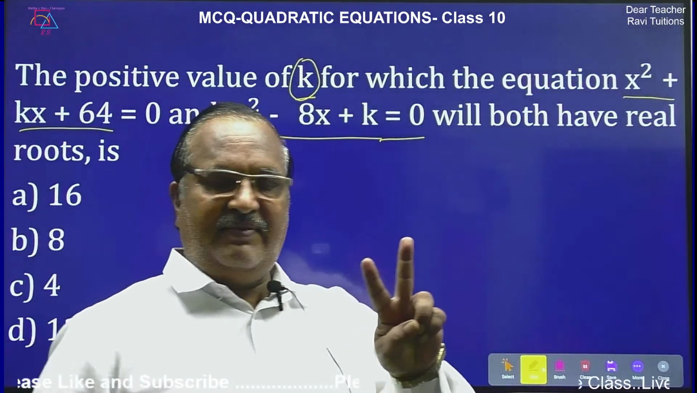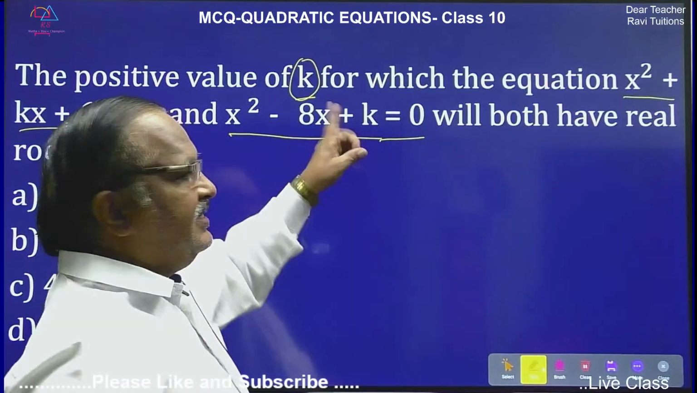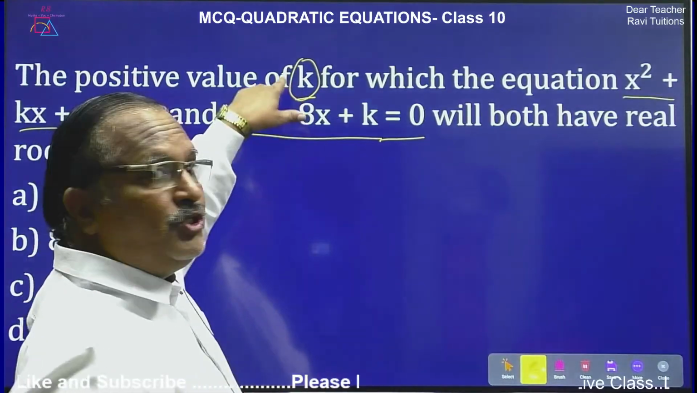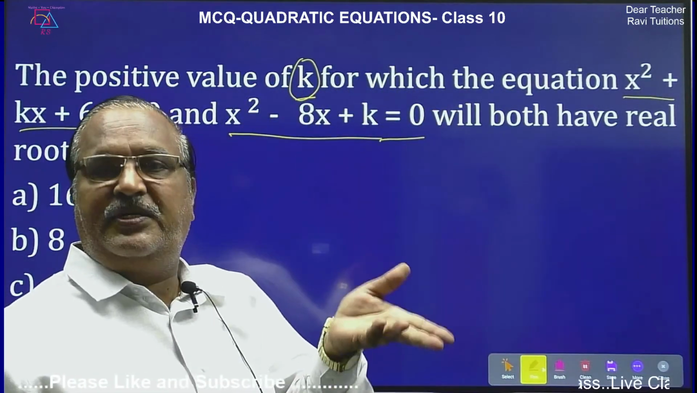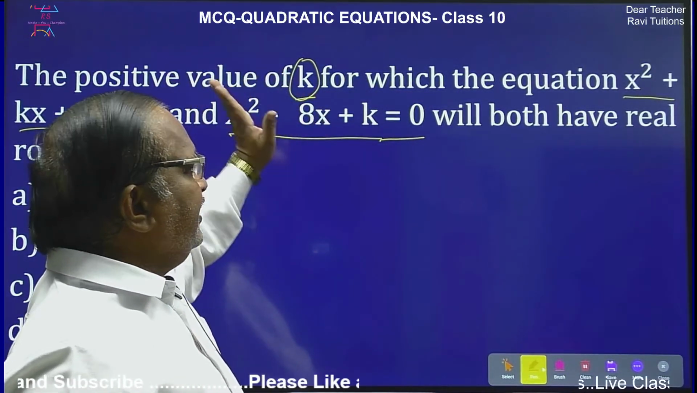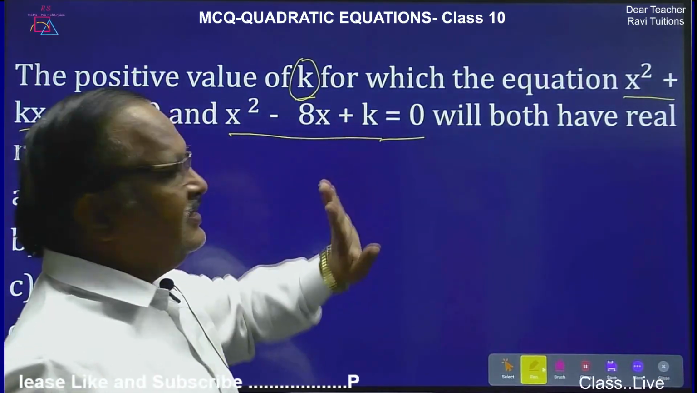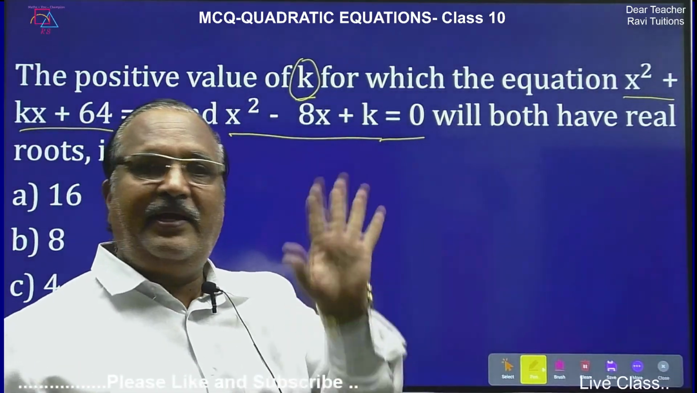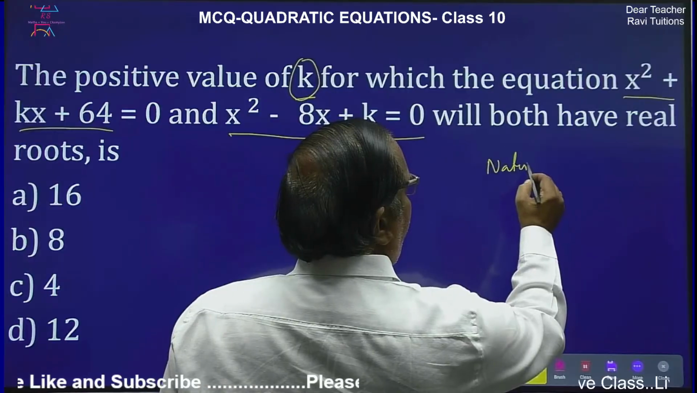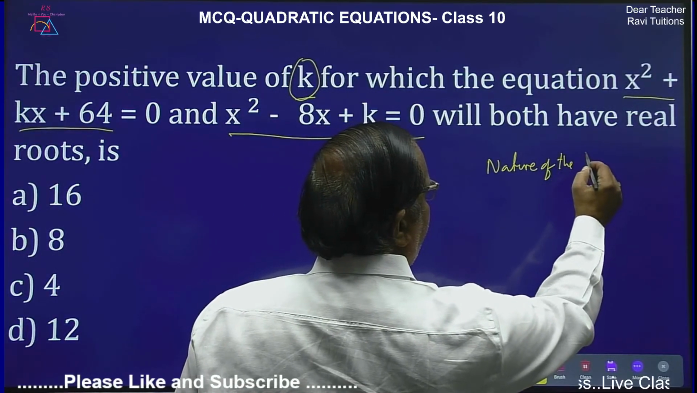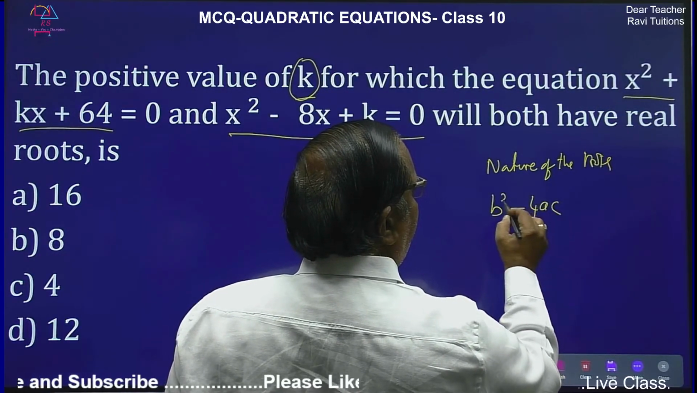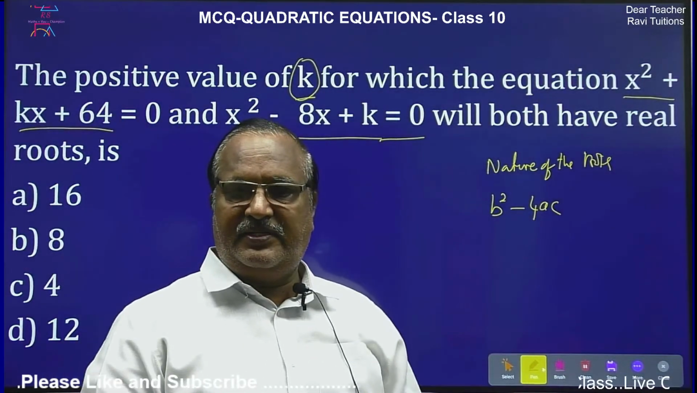Two equations are given. In both the equations k is common, and you have to find the positive value. Sometimes you may get k positive and negative also. You have to find the positive value of k so that both equations have real roots. So it will depend on the nature of the roots. This question is based on the nature of the roots. b square minus 4ac is known as the discriminant of the quadratic equation.